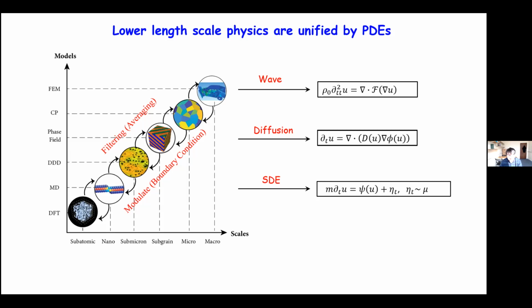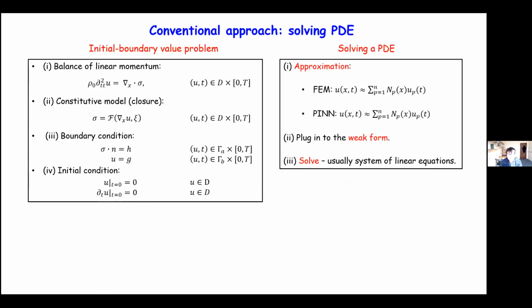So basically, we're putting Gaussian noise, Gaussian random variables, into our PDEs, and that requires special consideration. But nevertheless, the message I'm trying to show here is that all these lower length scale models can be unified by partial differential equations. And the question to ask is, can we accelerate the solution speed of PDEs? That is going to be the focus of the next few slides.